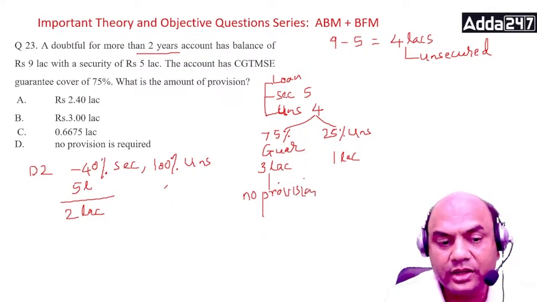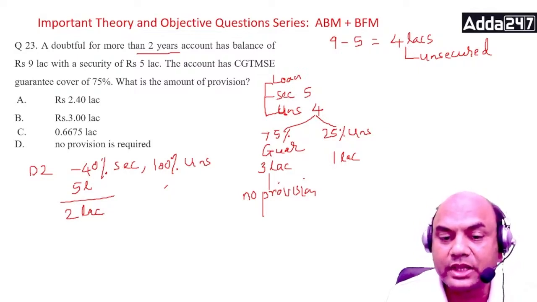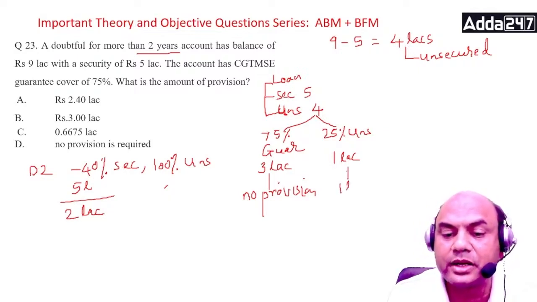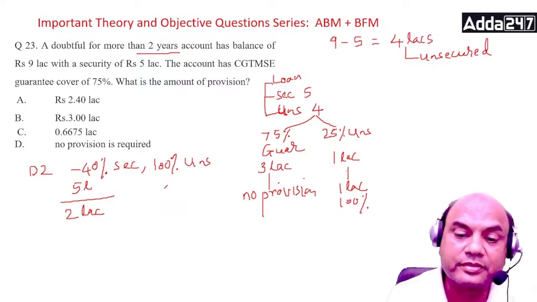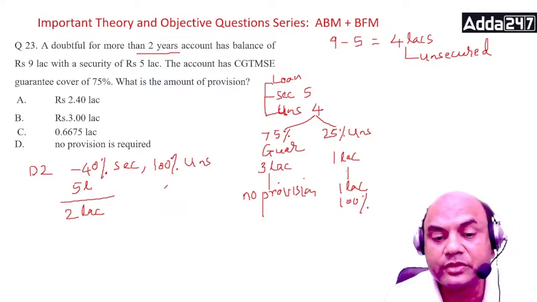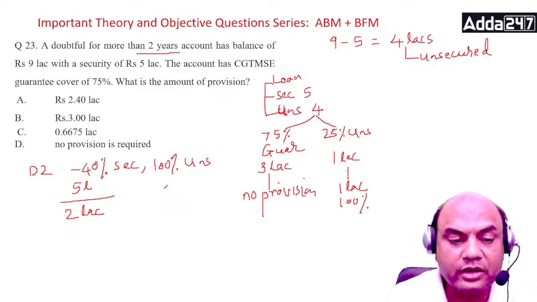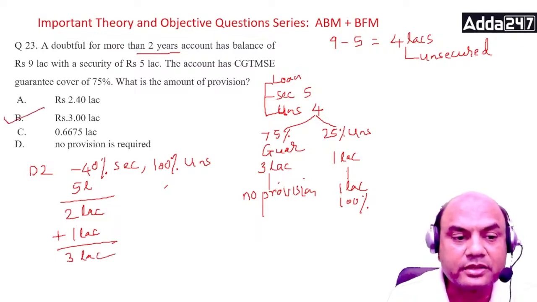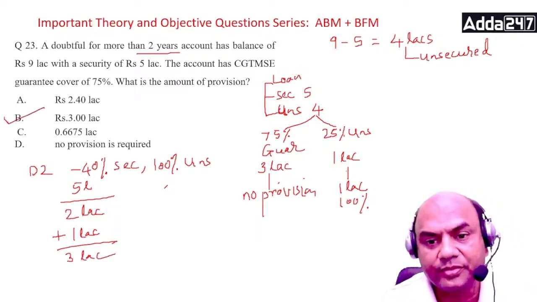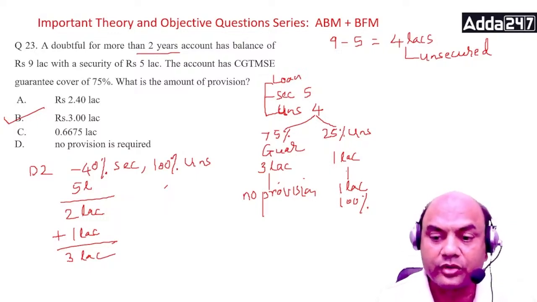So what remains? 2 lakhs is done. Now this 25%, 1 lakh. What is the provision for this 1 lakh? Complete 100%, isn't it? So what is my total provision? The total provision will be 2 lakhs plus 1 lakh for unsecured. So it is a total of 3 lakhs. So my answer is B, 3 lakhs. Got it, everyone? Got the answer? How did we do it? Clear? Type yes in the comment section.